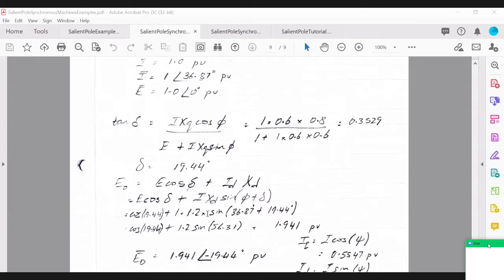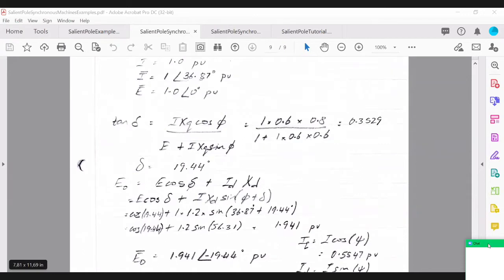Sorry, sir. I don't quite understand how E naught is equal to E cos this angle plus I d xd. Can you please explain? I didn't quite get it even in the notes. I tried to find the place where E naught is equal to E cos of this phi plus I d xd.